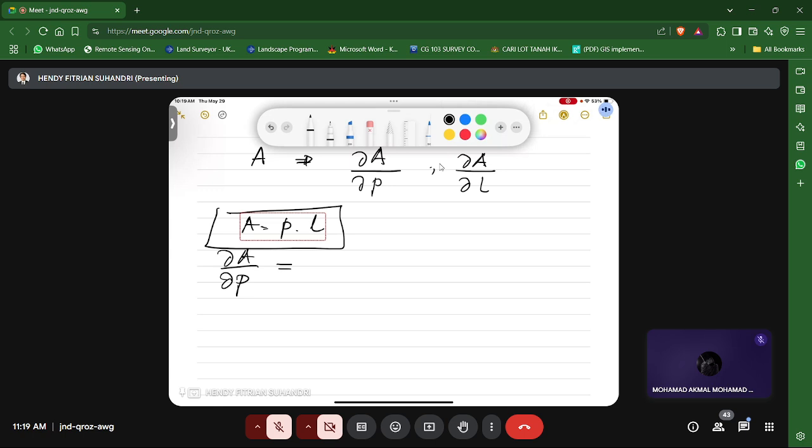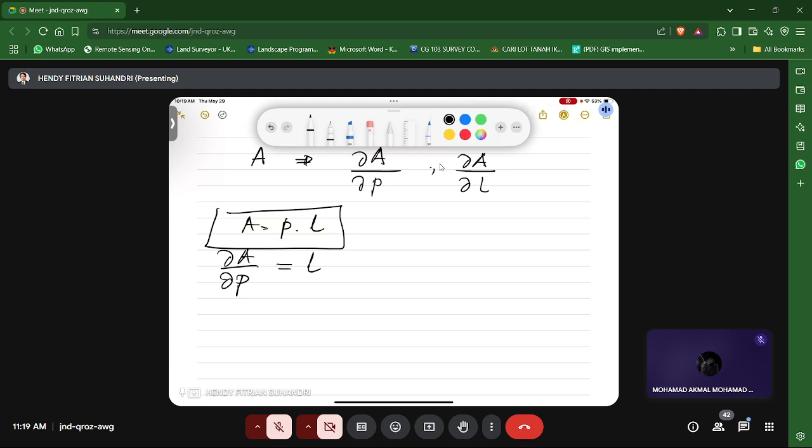This is out of our topics. So if you don't understand, please refer to how you derive equations for the partial derivative. Open your mathematics book and you will see the partial derivative. So if we derive with respect to P, then it would be L at the end.